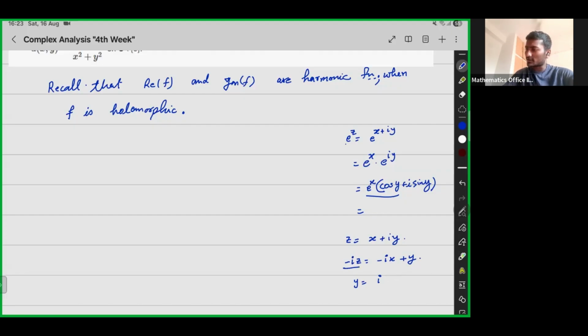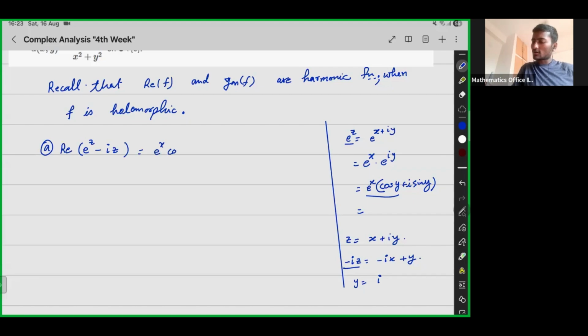Okay, this function e^z, what is the real part of it? I'm trying to get what is u. e^z minus iz, what is the real part of this? This is just rough work, or you can copy from here. This is exactly e^x cos y plus y, right?